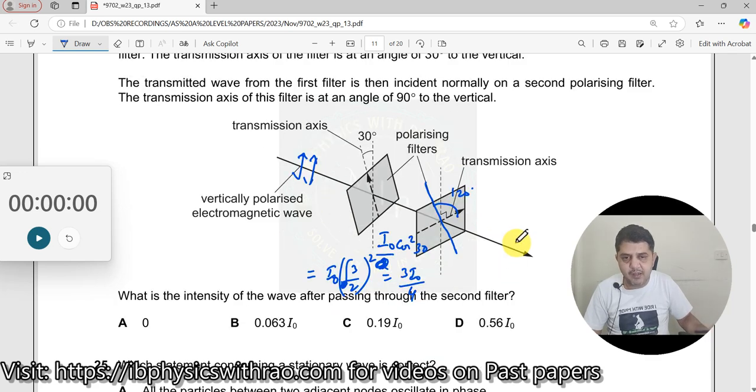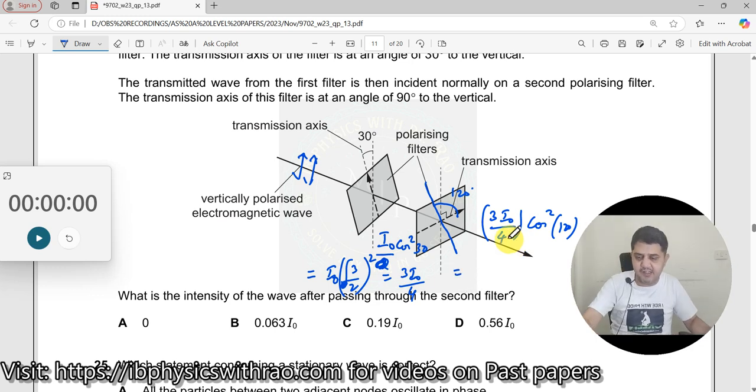So what you should do? Apply once again Malus law. So what is the value here? This should now be equal to 3 I naught by 4, which is nothing but the input intensity, into cos squared of 120. So let us find out what is cos squared of 120.